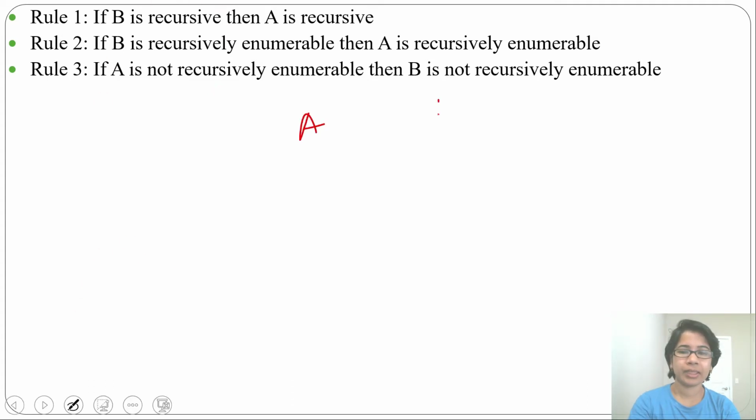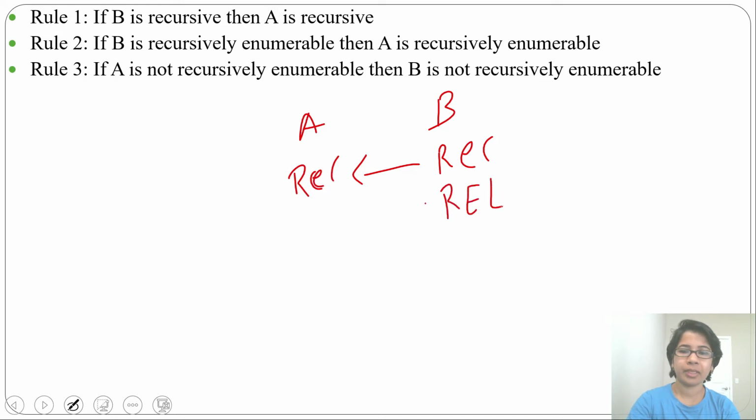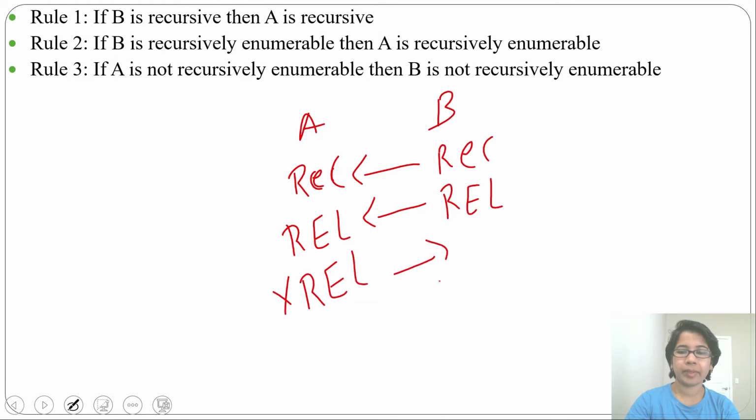Just remember this is A, this is B. If B is recursive, then A is also recursive. And if B is recursive enumerable language, then A is also recursive enumerable language. And if A is not recursive enumerable language, then B is not recursive enumerable language.